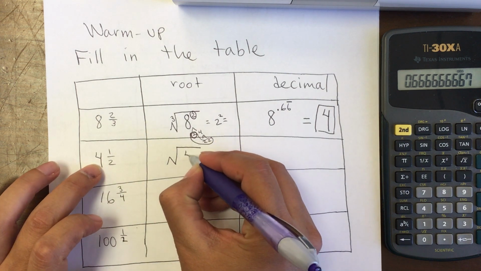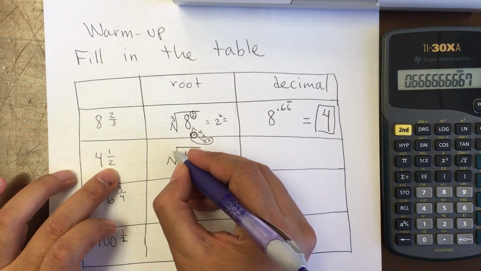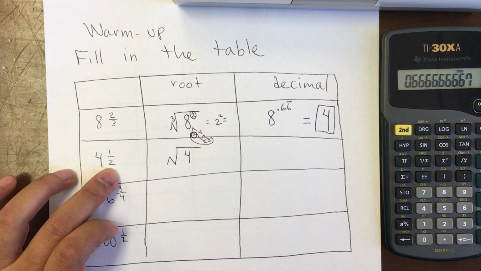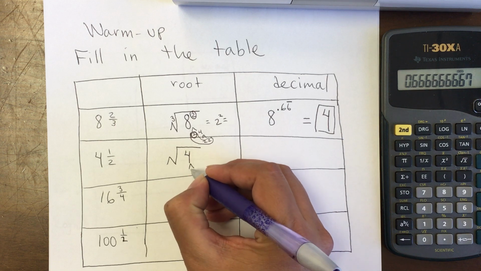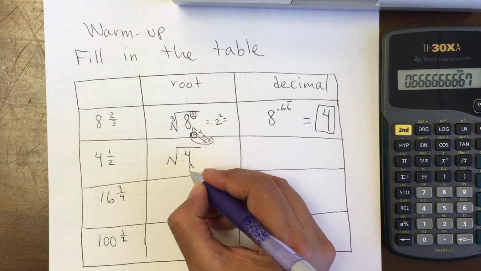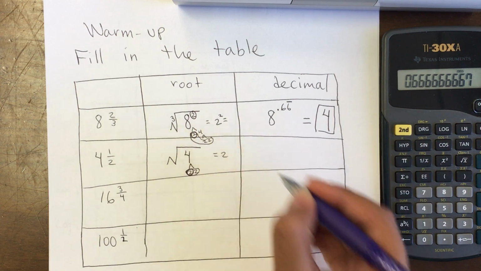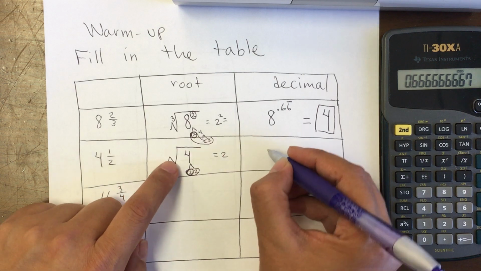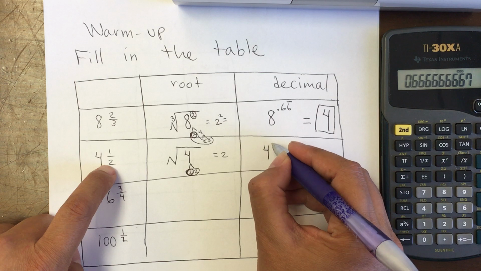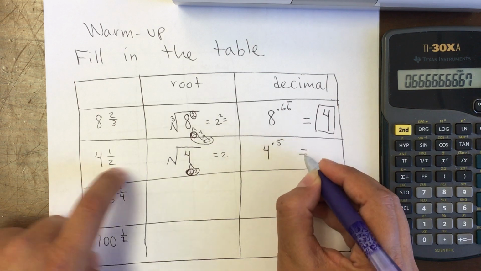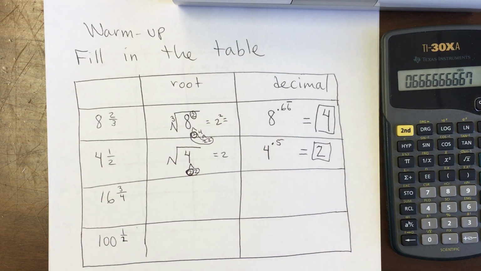Okay, for this one you keep the same base. The numerator is 1, so the exponent is 1. The denominator is 2, so the index is 2. And what this means is one number multiplied times itself 2 times is 4, so you just get the captain, so that will be 2. For the decimal form, you just keep the base, divide 1 by 2, and that's 0.5. And again, we know that the answer is 2.